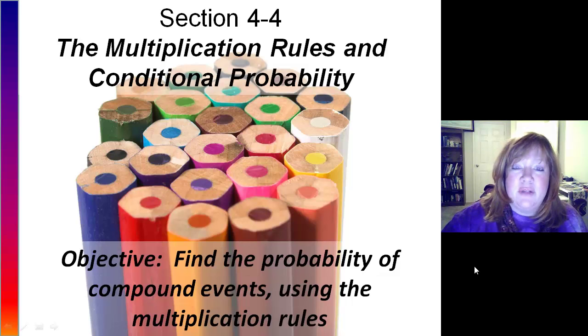We're going to be continuing on with section 4.4 from chapter 4, where we began talking about probability. And we've been doing the addition rules of probability. We're going to be heading into the multiplication rules. So this is our objective for today, to find the probability of compound events using multiplication rules.